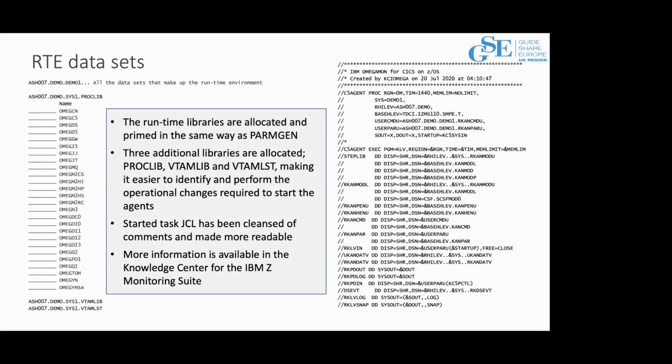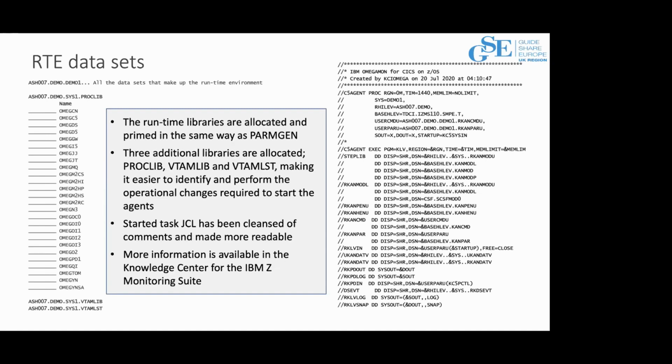As I said earlier, they're allocated and primed, similar to PalmGen. So for simplicity, we have also provided additional datasets. Before, you would have members that you need to copy over. So what we've done now is provide you the operational data sets. Like I said here, you've got sys1.proclib and you've got sys1.vtamlib and the sys1.vtam list.